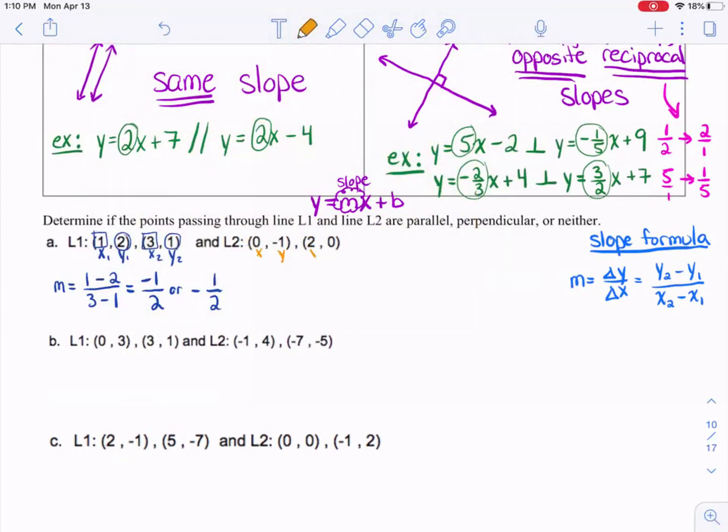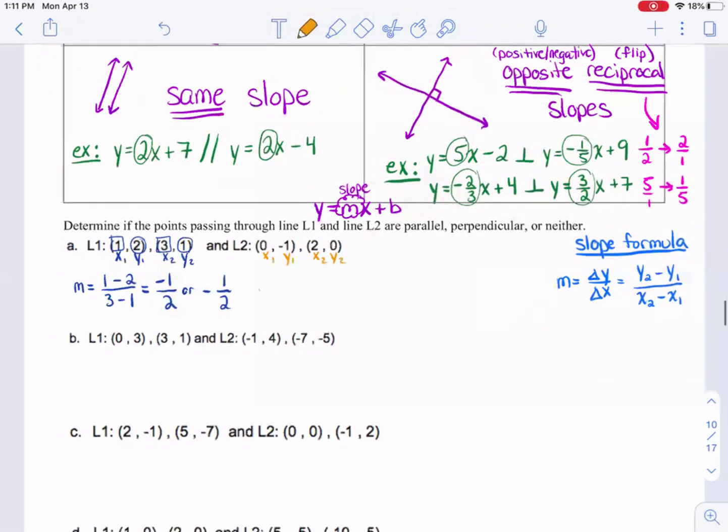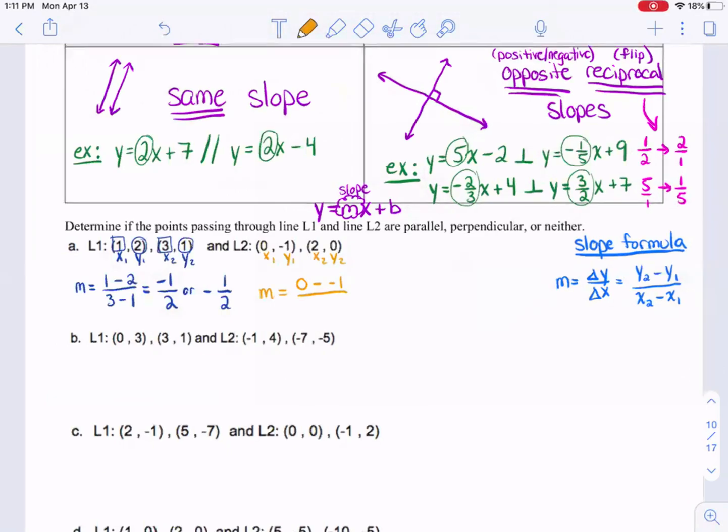Label. Substitute into the formula. y2 minus y1. Look at that double negative Mrs. Talhami wrote there. Double negative. Be very careful of that. And then 2 minus 0. Remember, whenever we subtract a negative, it really is add a positive.